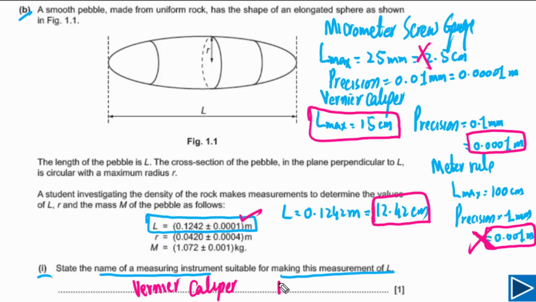And this question has only 1 mark, and that is B 1 mark. Mean if you simply write on vernier caliper, you can also write on digital caliper. Still, you will get this mark. I hope this point is clear to you now. Next time, you can handle this type of problems very easily.